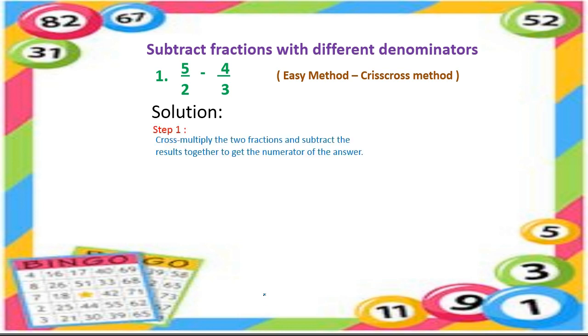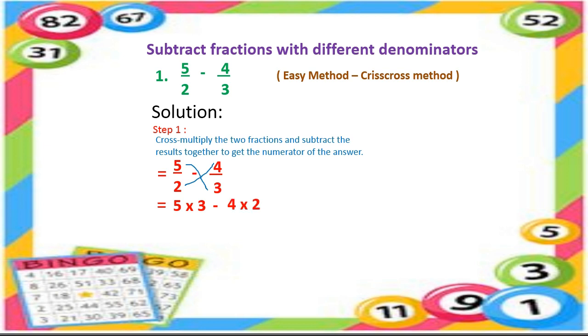Step number 1, cross multiply the two fractions and subtract the result together to get the numerator of the answer. So first of all we will copy both the fractions as they are and then cross multiply them like this. We will multiply 5 by 3 and 4 by 2. So in the next step we will multiply them. 5 multiplied by 3, minus sign, and then 4 multiplied by 2.